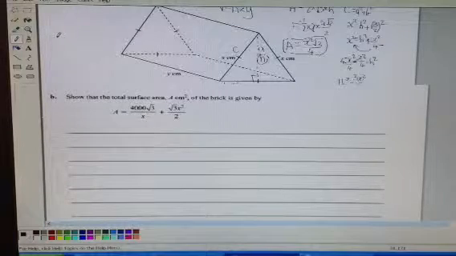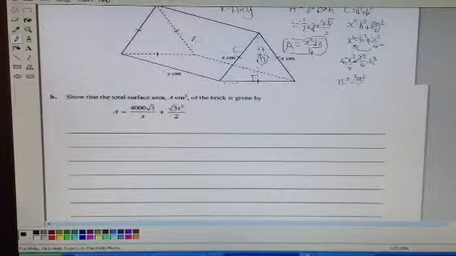So this is part B from the 2008 Exam 1 question 9, and we've done some work before with this triangular prism. The question says show that the total surface area of the brick is given by this equation. So first, total surface area, basically what we need to do is imagine if we opened up this brick.